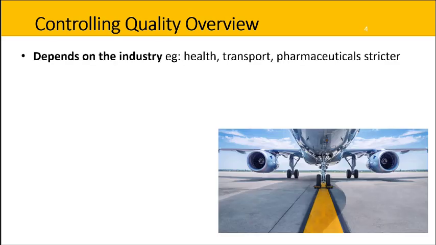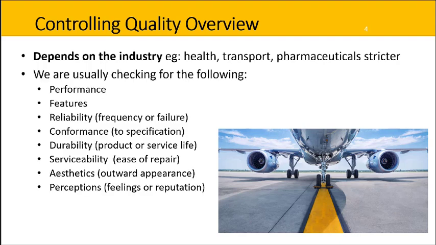However, controlling quality can also depend on the industry, and some industries are much stricter, where the cost of quality could be very high, for example, through loss of life or serious injury. So some examples here are health, transport, and pharmaceuticals, where quality control can be far stricter. In controlling quality, we're usually checking for the following: the performance and features of the product or deliverable, its reliability, its conformance, its durability, its serviceability, the aesthetics, and also perceptions.